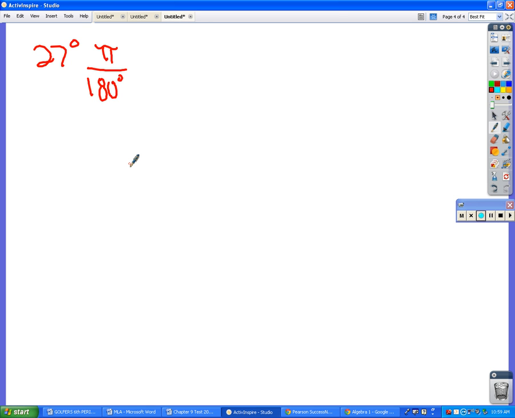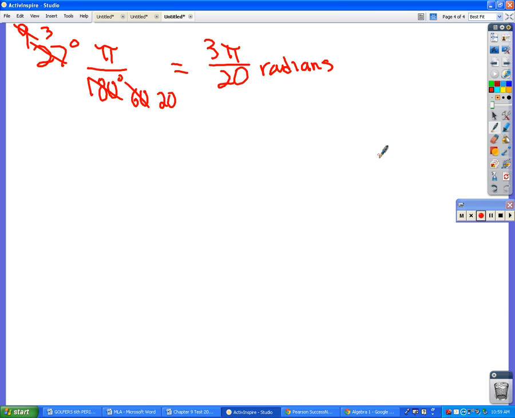So what goes into 27 and 180 evenly? 3. So 3 goes in there 9 times, 3 goes in there 60 times. What goes into 90 and 60 evenly? 3 again. 3 goes in there 3 times, 3 goes in there 20 times, and now we're done. So you would say that 27 degrees is really 3 pi over 20 radians. So you usually leave that as a fraction if you can.